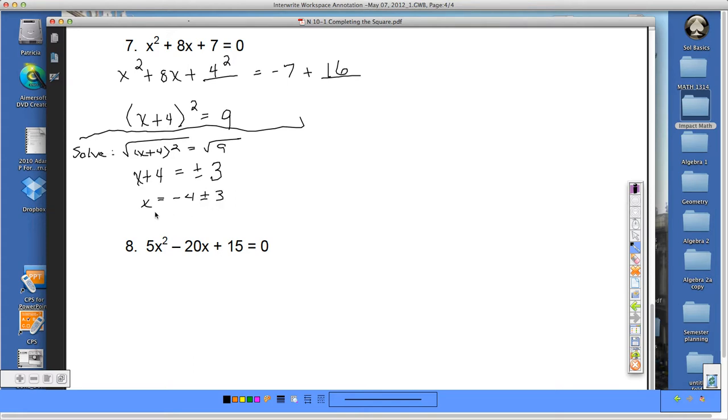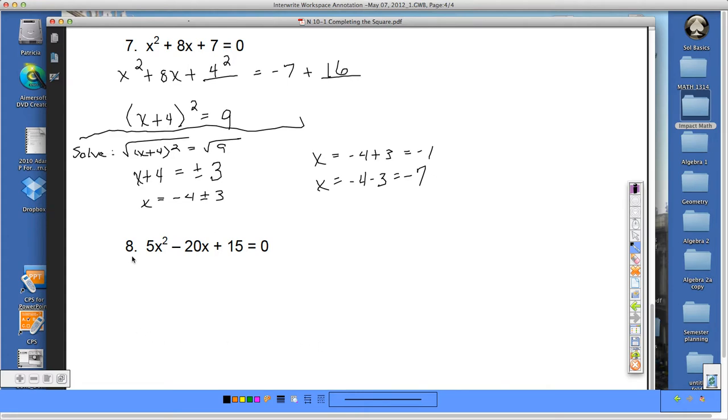So the solution would be x equals negative 4 plus 3, or negative 1, and x equals negative 4 minus 3, or negative 7. Now, you're not going to have to do that. This is just strictly, you could have to use that on Accuplacer. You will definitely be using it in college algebra. So that's just an example of how you would also use completing the square for solving a quadratic equation.